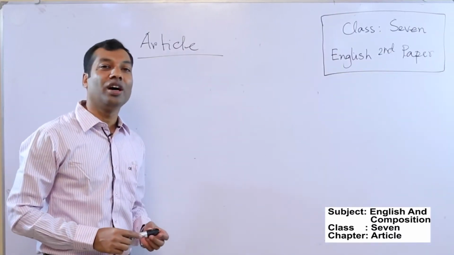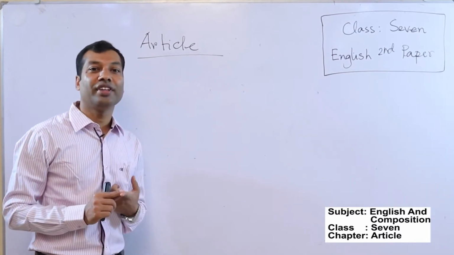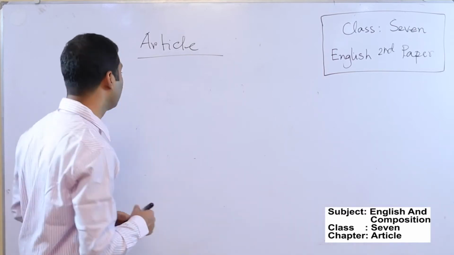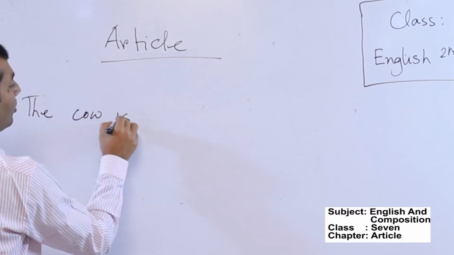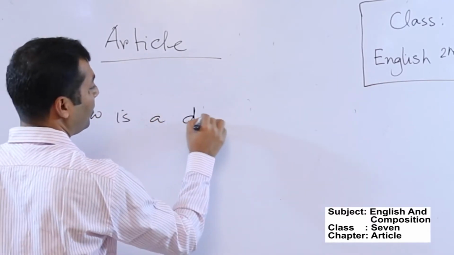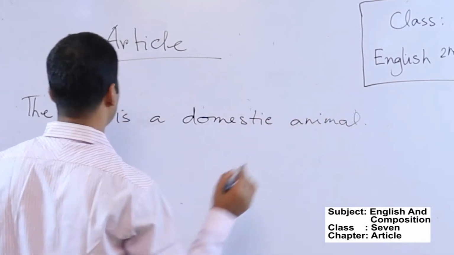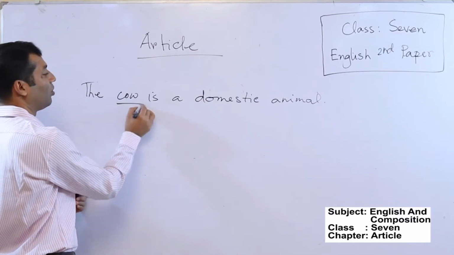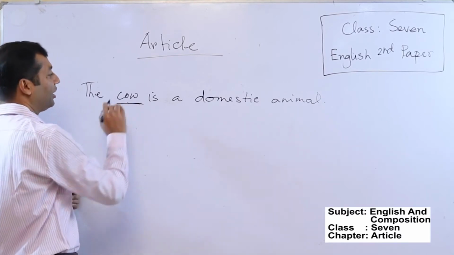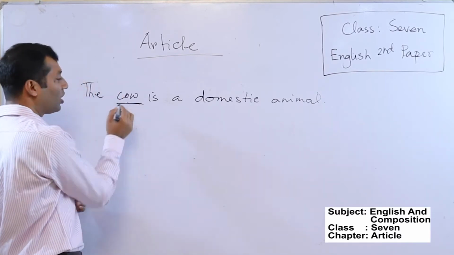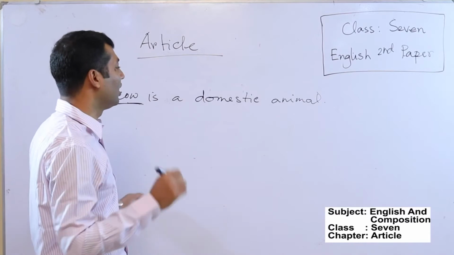When a singular common noun represents the whole class. For example, the cow is a domestic animal. So students, look at here the word cow. Cow is a common noun and it represents the whole class, that not a single cow is only a domestic animal. All the cows in the world are domestic animals.